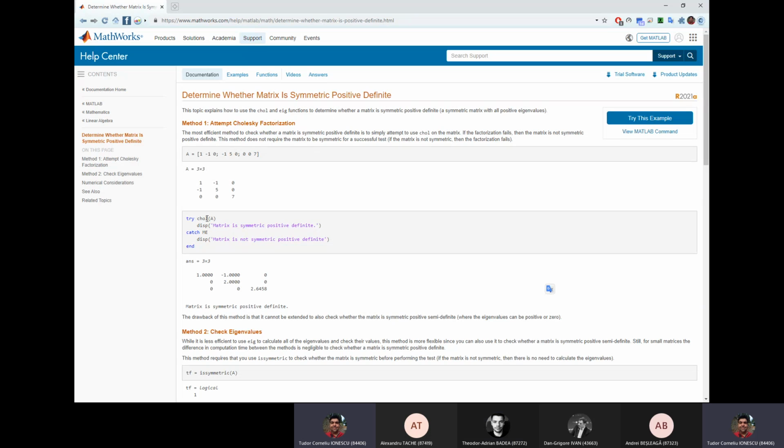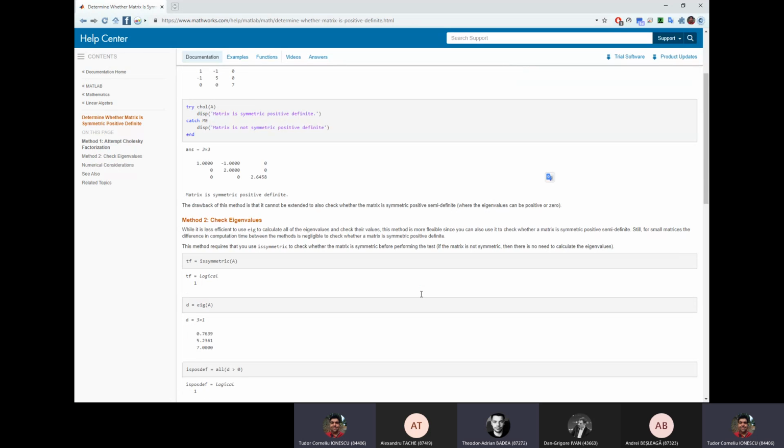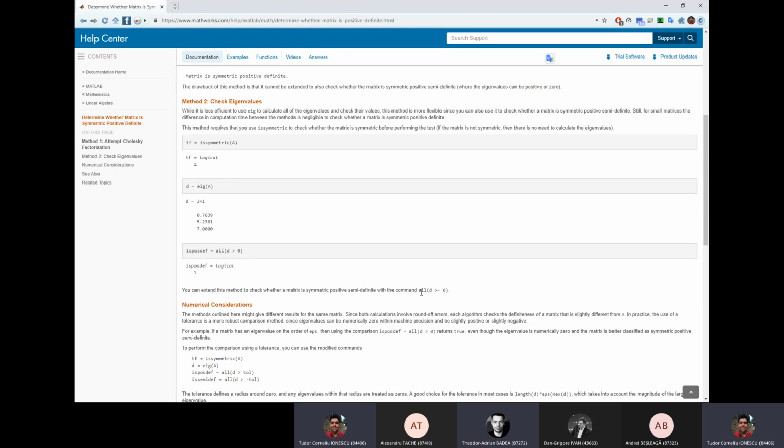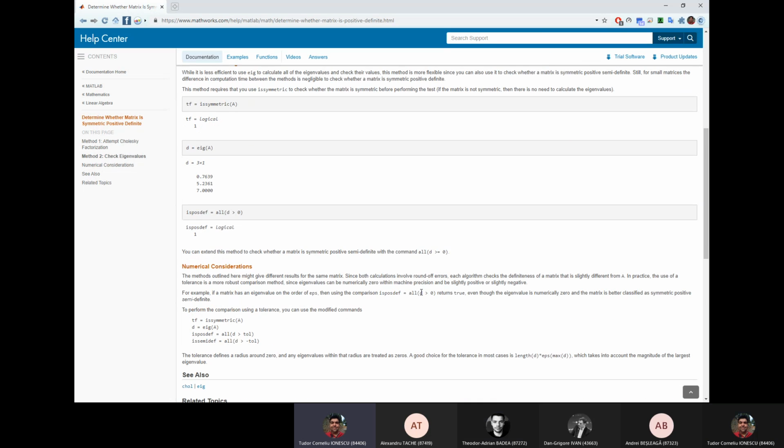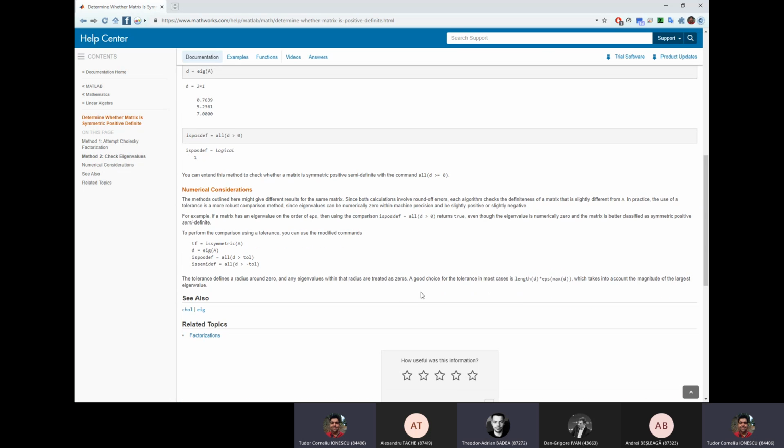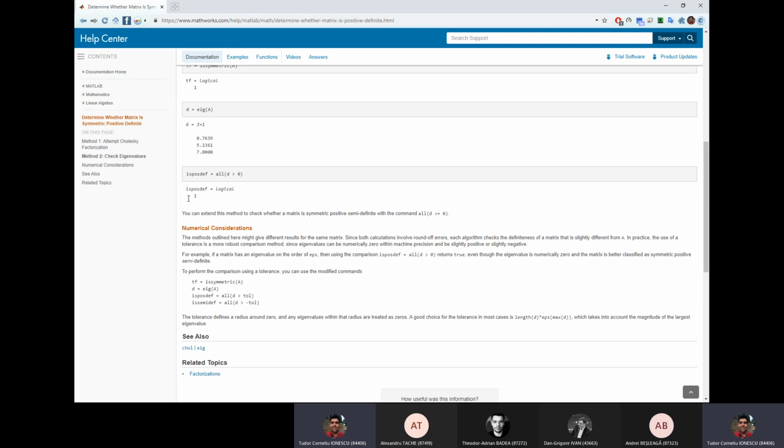Because you just compute the Cholesky factor. It cannot be extended also to check whether the matrix is symmetric, because it's semi-definite. Yeah, so you only use this for positive definite, not semi-definite. I think it breaks. Numerical consideration is symmetric. But you can do something else. Look here.